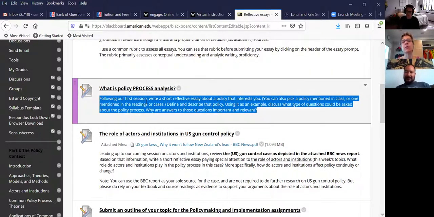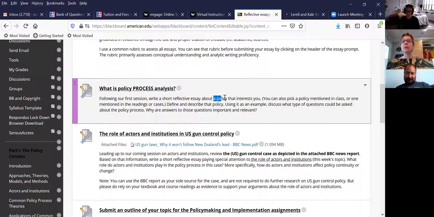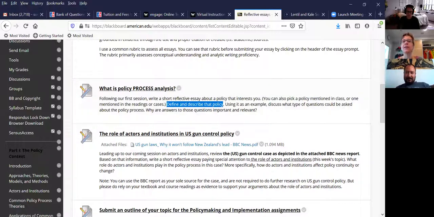And so here's one example: following your first session, write a short reflective essay about a policy that interests you. So they have to understand what a policy is. So I basically check, do they know, I talk at them and I'm pretty fast, I don't make any compromises, and see, did they get it? Did they understand what I was saying in class? And then define and describe that policy. It's Bloom's taxonomy, kind of more the bottom of that. So it's nothing super complicated.